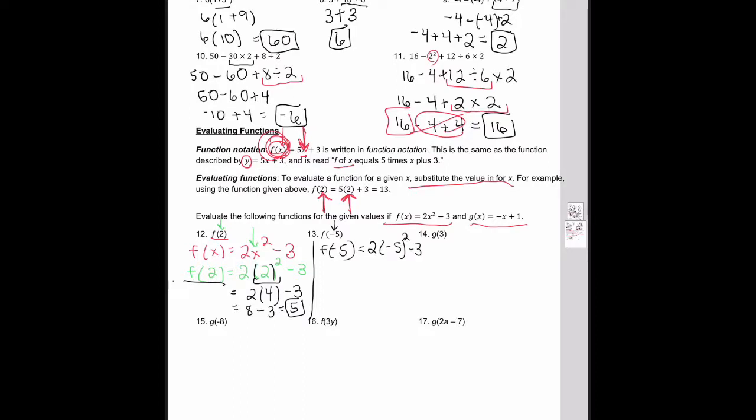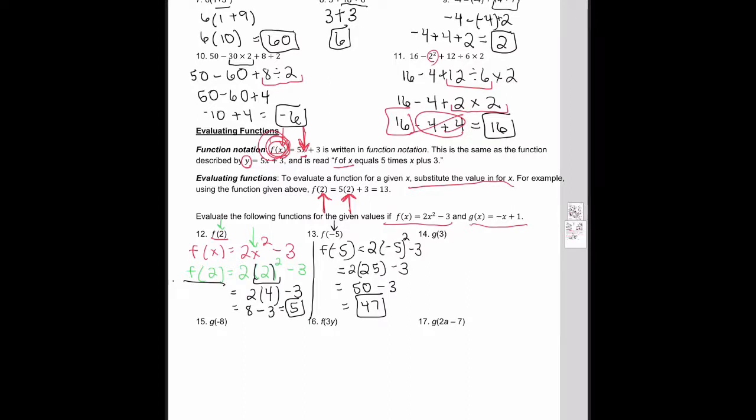All right, so same thing. Do your exponent first. -5 squared. Well, -5 times -5. Negative times negative always becomes positive. Okay, still multiplying by the 2 out in front. And we have 2 then times 25. That's 50. 50 minus 3 gets us 47.